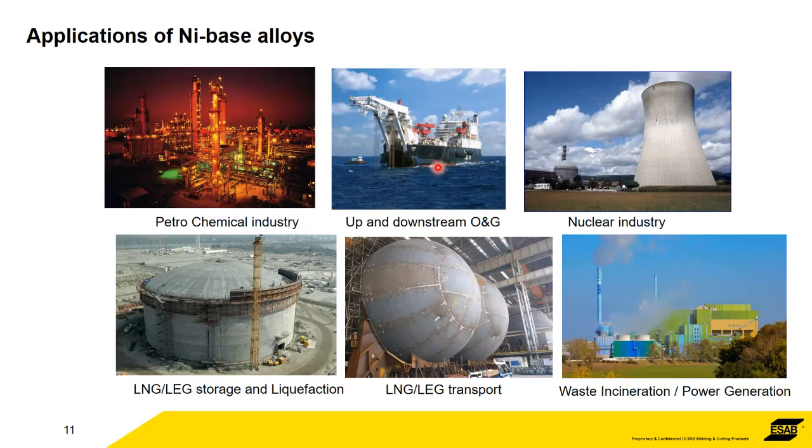The nuclear industry is an obvious one. Waste incineration to power generation is becoming more and more popular. A lot of countries are insisting on these kinds of plants being built, and the requirements there cover a bit of everything. The corrosion resistance needed in burning household waste can be huge. And then an obvious one is LNG, liquid natural gas. Cryogenic application, either for storage or transportation, is one of the biggest users on the planet of nickel-based alloys.